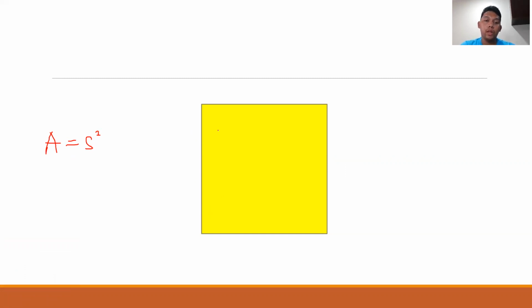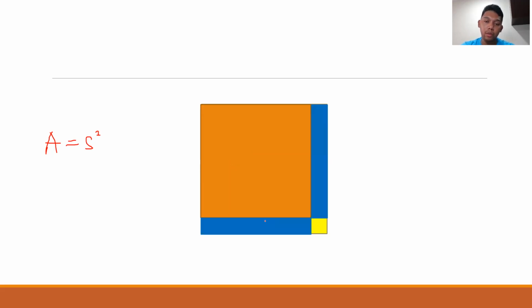So let's have this one, the orange square, and then the blue rectangles, and then the last one is a smaller square, right? Now let us put some measurements here. For example, in this orange one, let's say that is 7, and then this one is 1, right? Since it's a square, the side here will be 7. Same with this one.